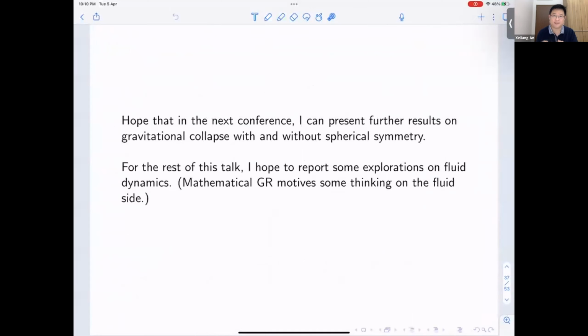So I hope that in the next conference I can present some further results on gravitational collapse with or without spherical symmetry. I still have maybe 15 minutes, so I can talk a little bit more. For the rest of this talk, I hope to report some explorations on fluid dynamics. The reason I want to do it here is that my learning about mathematical GR really motivated me to think about some problems on the fluid side, and later we will see some connection.